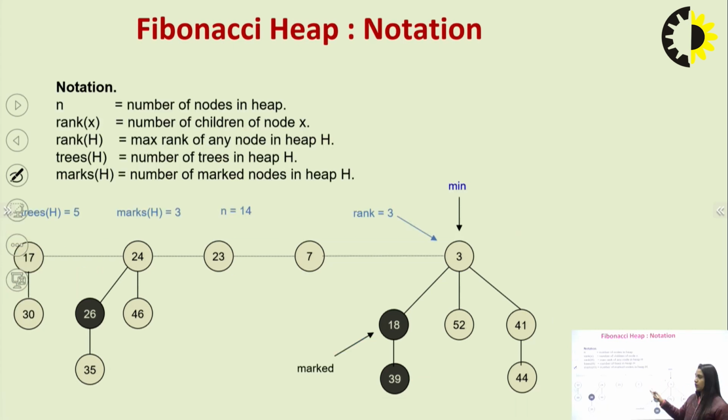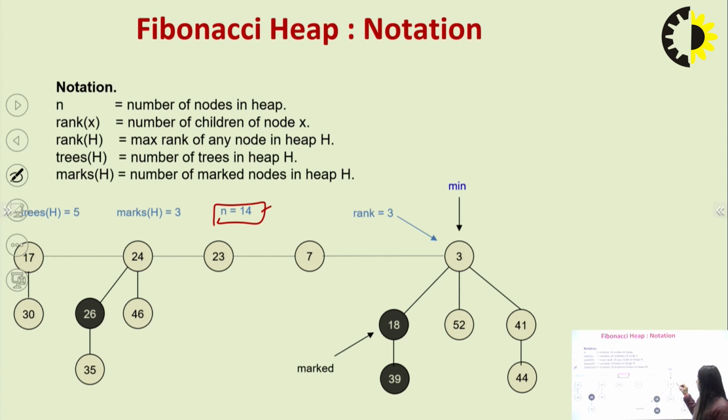Now we have some notations in Fibonacci heap, as you see on this slide. n means the number of nodes in the heap. If I count the number of nodes in the heap, the count is n, 14. Okay, 14 nodes are present here currently, right? Rank of x, or we can say degree, basically, what is this? The number of children of node x, right?